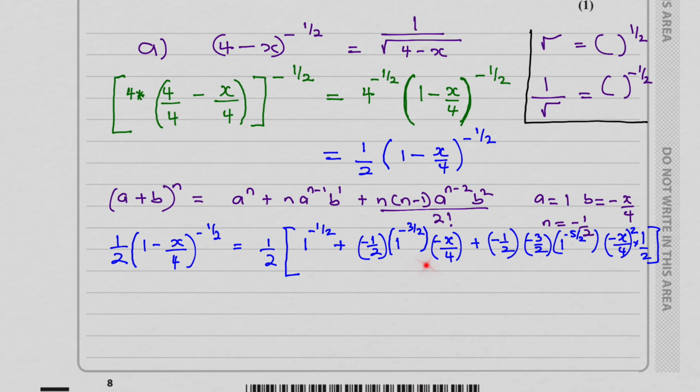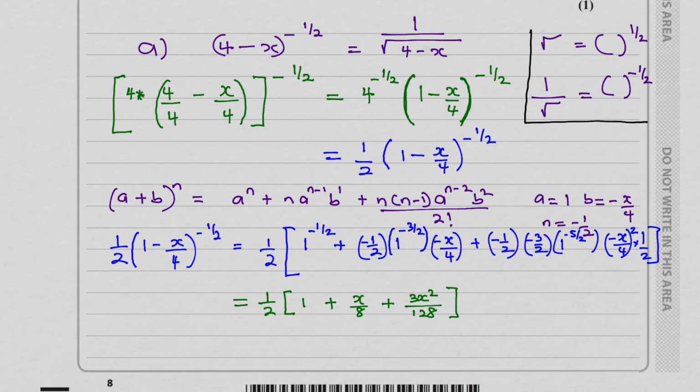Don't forget over 1 factorial. 1 factorial is 1, plus n here is minus a half. Minus a half minus 1 is minus 3 over 2. 1 to the power minus a half, and minus 2 is minus 5 over 2 power. And b squared will be minus x over 4 squared divided by 2 factorial. 2 factorial is 1 times 2, which is 1 over 2, because you're dividing by 2. So this is a half. That a half is here.